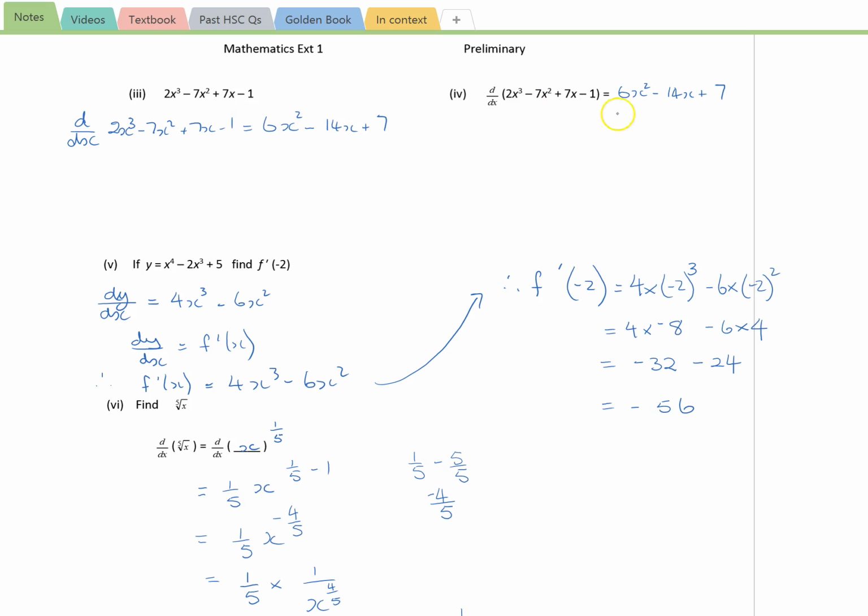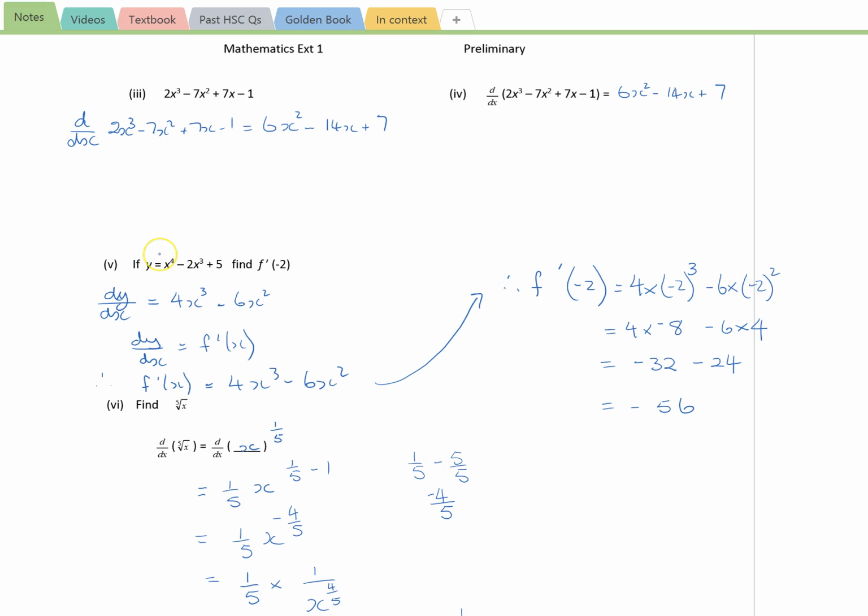Not sure why I put the exact same question in again. It's saying d dx of this expression. Everything's good, x all 2 got a power, and we can differentiate, but it's the exact same expression. So it's 6x squared again, minus 14x plus 7.